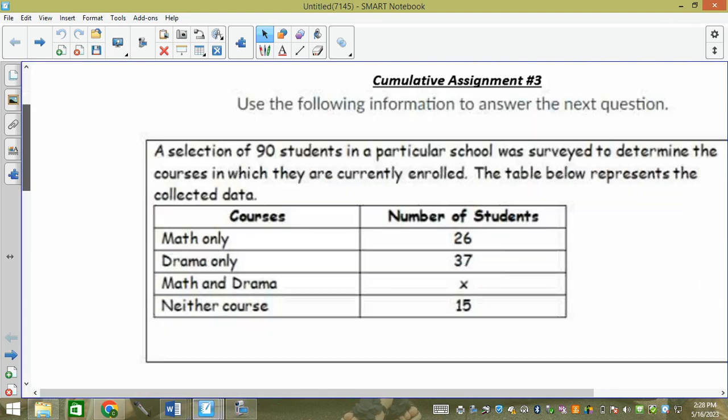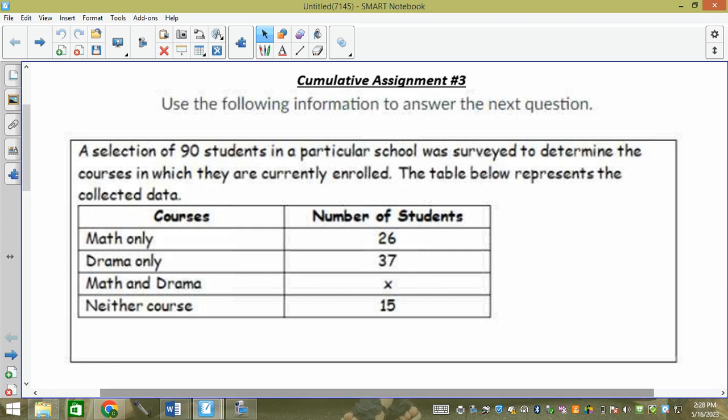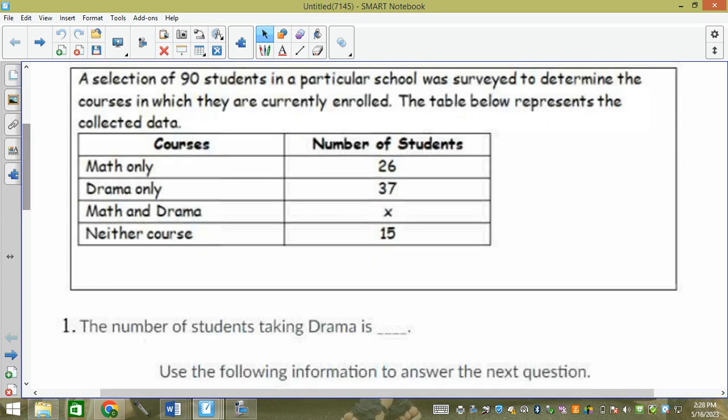So here we have a selection of 90 students in a particular school surveyed to determine the courses in which they are currently enrolled. The table below represents the data. There are onlys in here. So what are we going to make sure that we don't do? Subtract it.